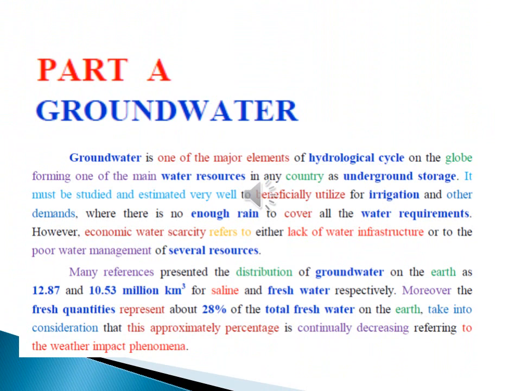Part A, groundwater. It is one of the major elements of the hydrological cycle on the globe, forming one of the main water resources in any country as an underground store. Many references presented the distribution of groundwater on the earth as 12.87 and 10.53 million cubic kilometers for saline and freshwater respectively. Moreover, the fresh quantity represents about 28% of the total fresh water on the earth. Take into consideration that this approximate percentage is continually decreasing, referring to the weather impact phenomenon.